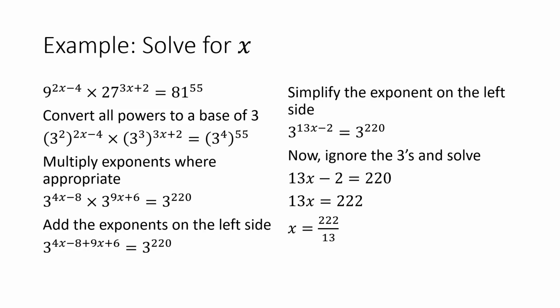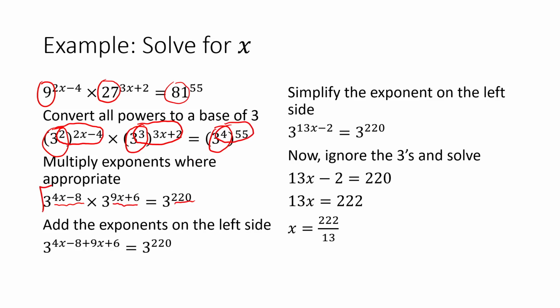So 9 becomes 3 squared. So right here where we have 9, that becomes 3 squared. 27 becomes 3 cubed, and 81 becomes 3 to the 4. Now, what we do next, we multiply the 2 and the 2x minus 4 to give us 4x minus 8. We multiply the 3 and the 3x plus 2 to give us 9x plus 6. We multiply the 4 and the 55 to give us 220.